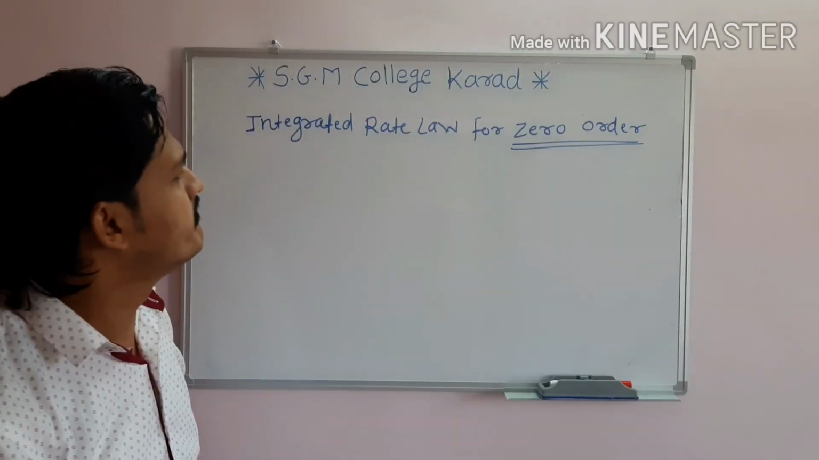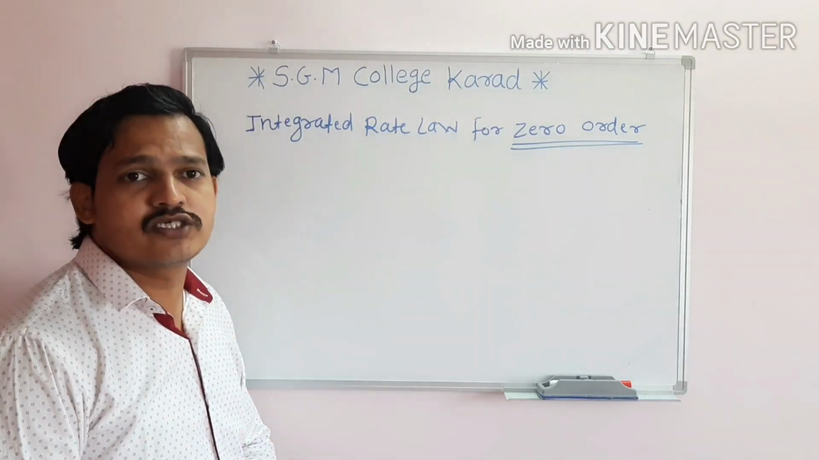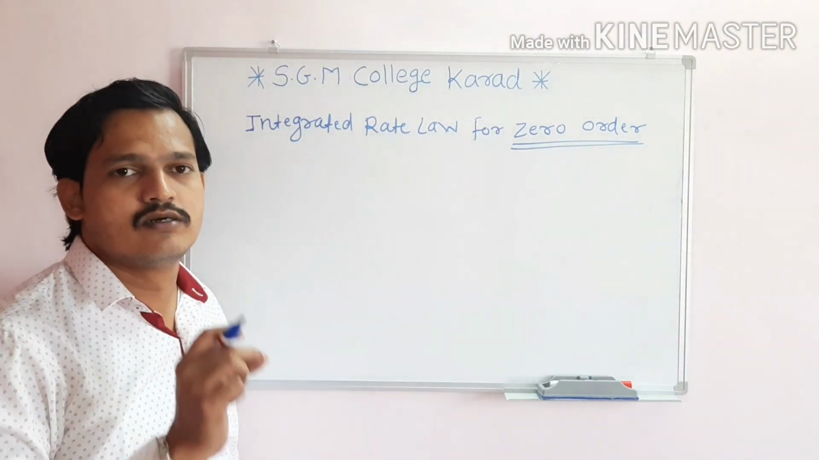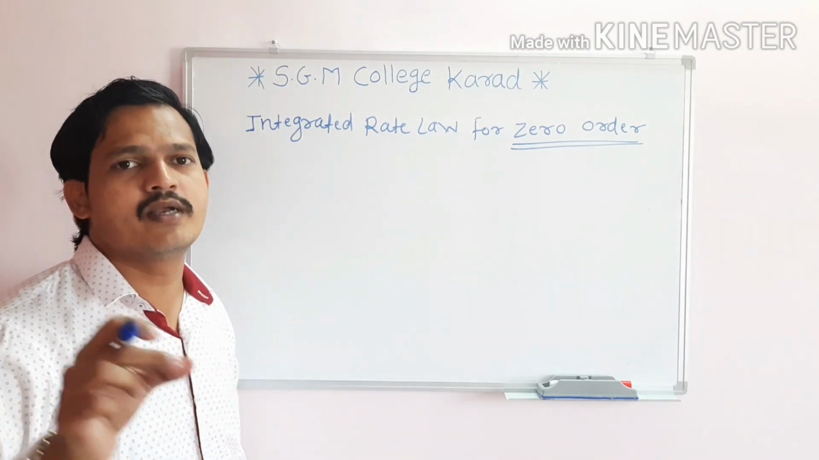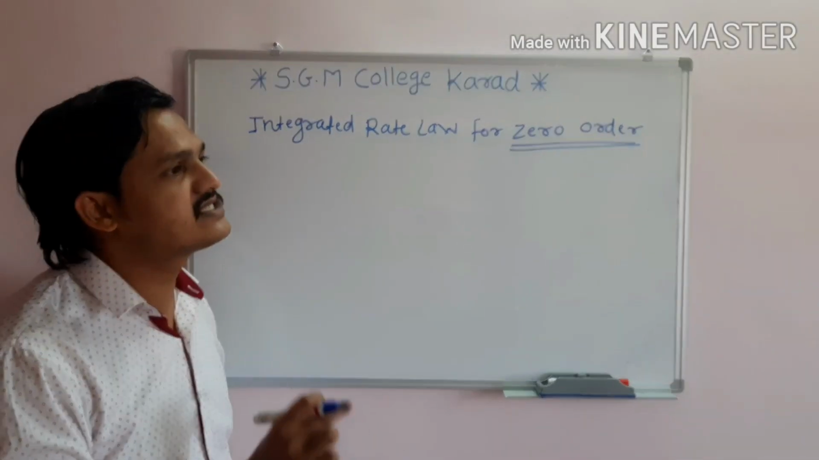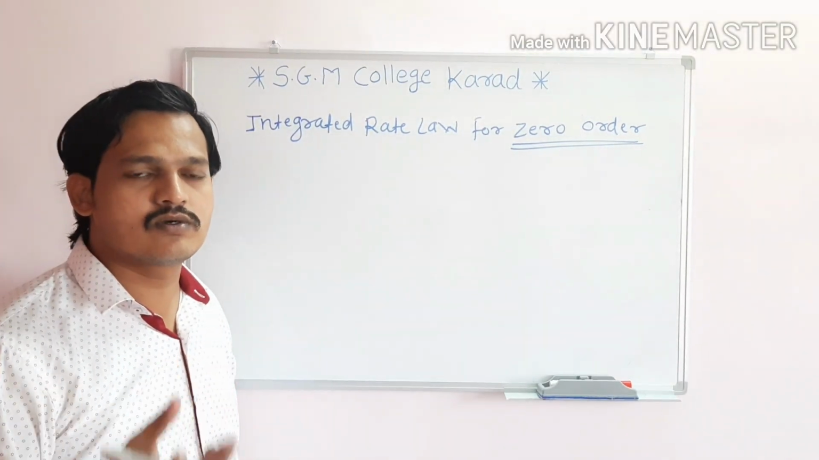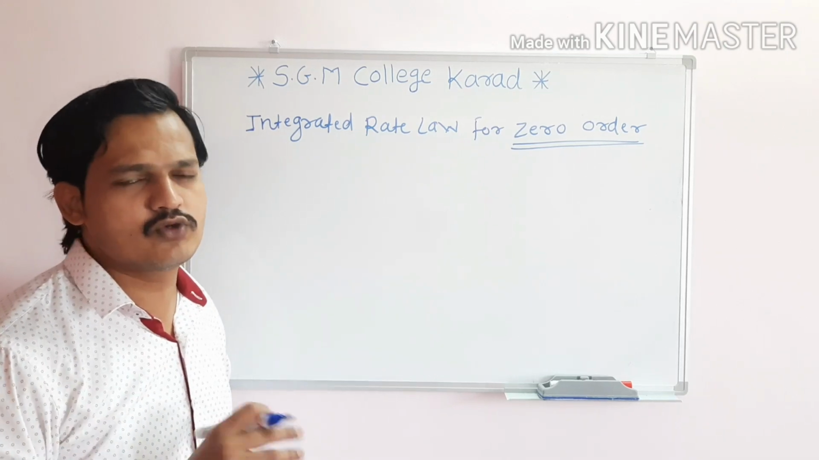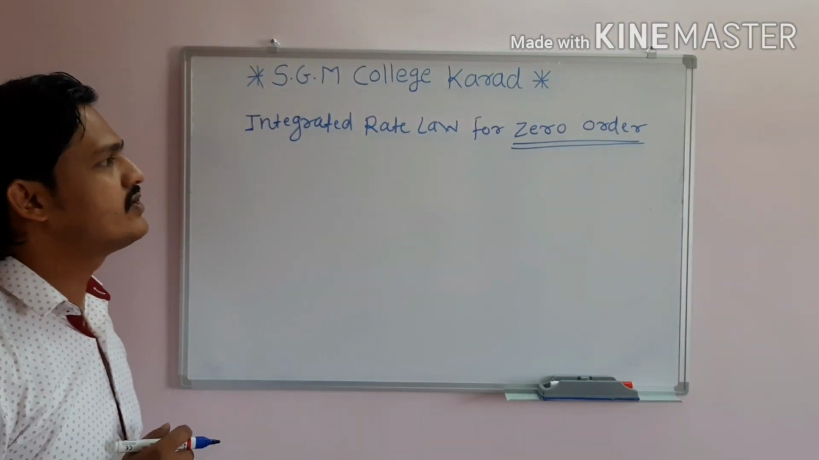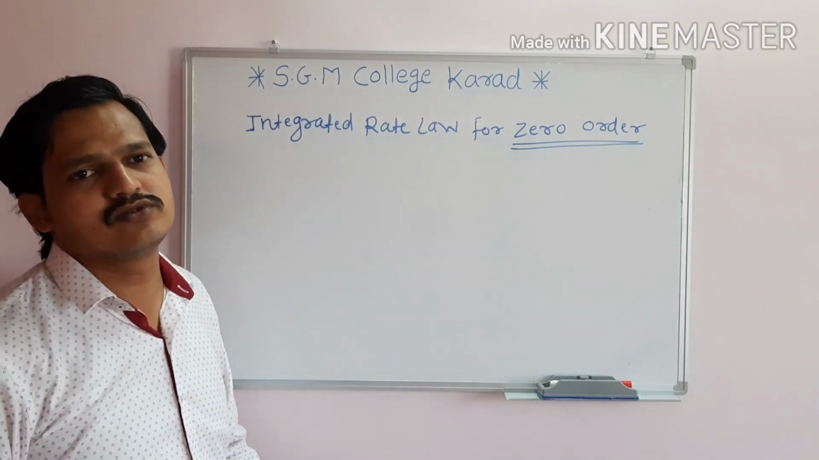I am telling you the definition of zero order reaction. Zero order reaction is defined as the rate of reaction remaining constant throughout the course of the chemical reaction. याचा अर्थ काय? रिएक्शनचा रेट कॉन्स्टंटच असतो, झिरो असतो.